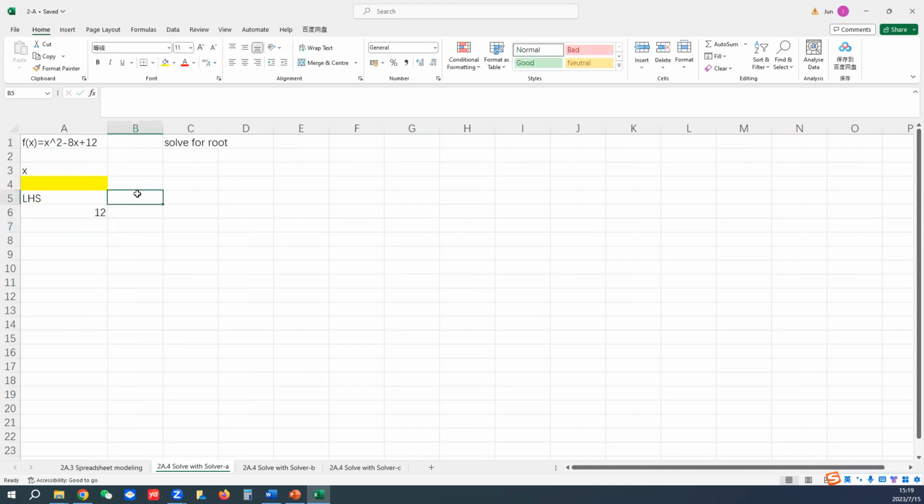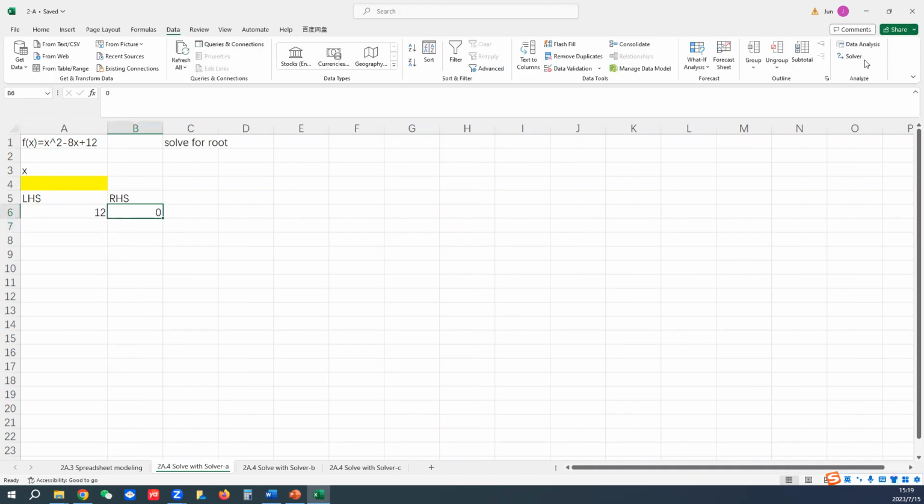And the right-hand side should be what? Should be 0, because here you're merely solving for the root, right? So then what you can do is to use solver, and your objective is to have left-hand side equal to right-hand side by changing x, right? But you need to pay attention to one thing: there could be more than one root. For instance, this one that I'm choosing has more than one root, as we have learned in our previous discussion.